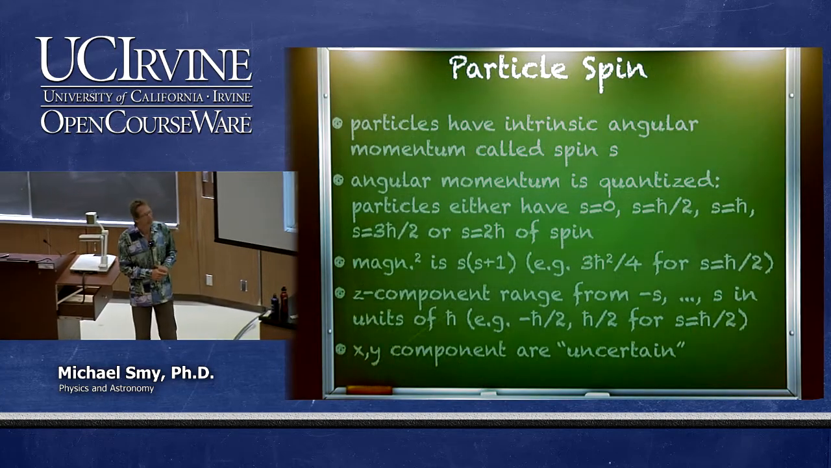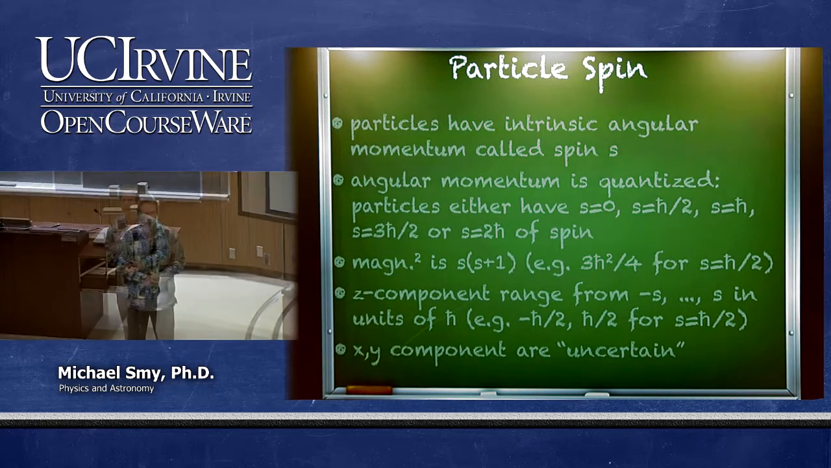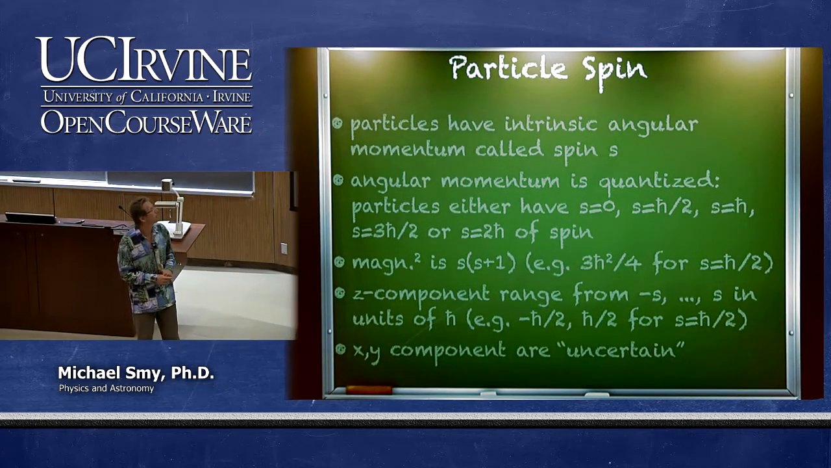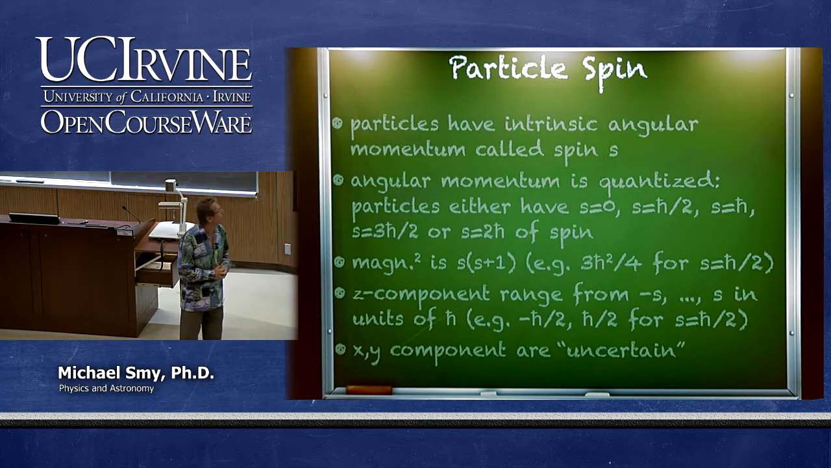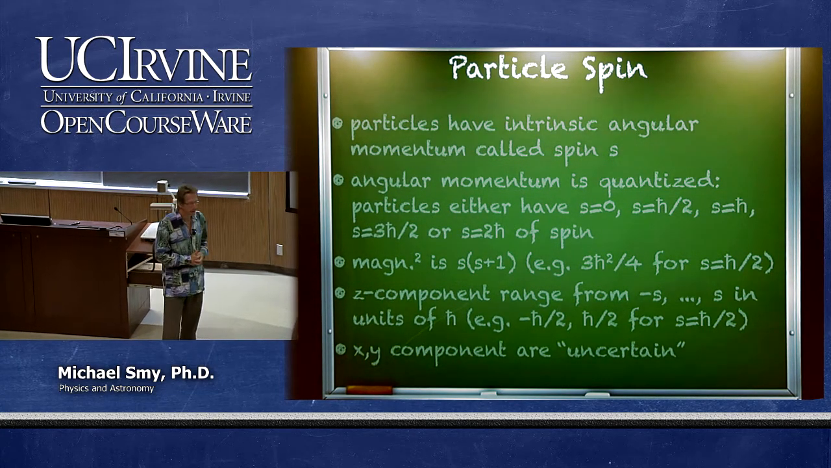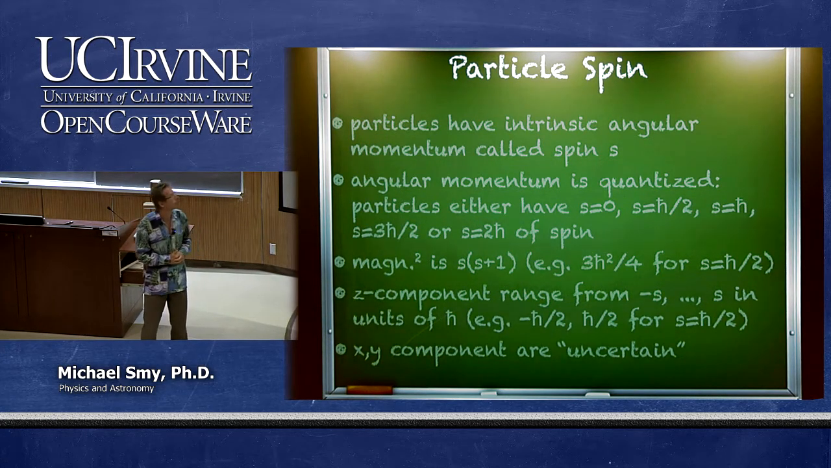One particularly interesting technique uses magnetic resonance. And to talk about magnetic resonance, we first need to talk about particle spin. That's something we haven't covered so far. Particles, like the electron, for example, have intrinsic angular momentum. And this is called the spin S.